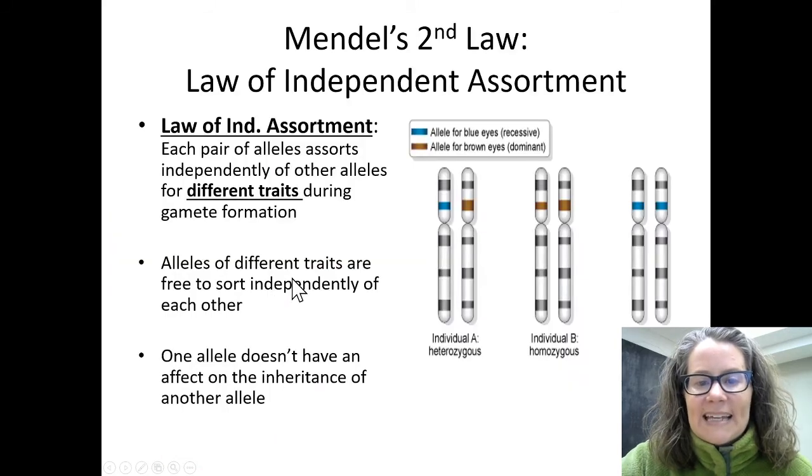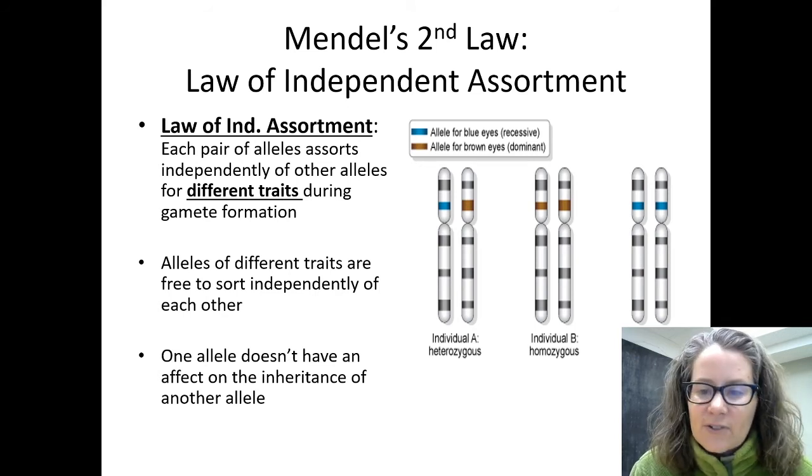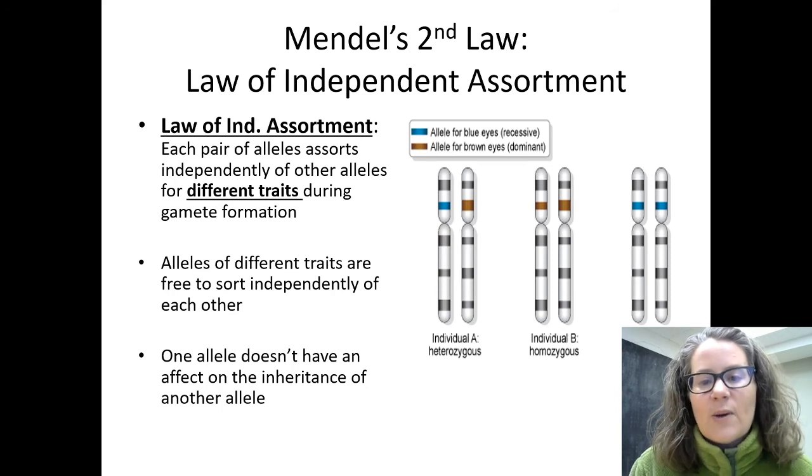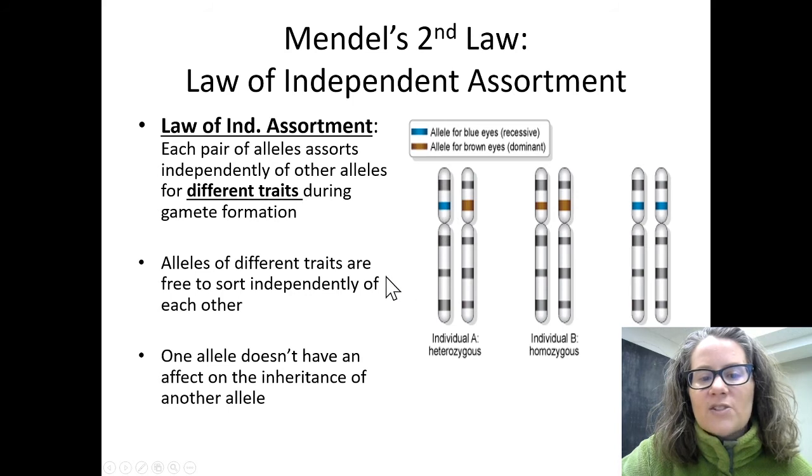Now, his second law is known as the law of independent assortment. And this law says that pairs of alleles assort independent of other alleles for different traits as well in gamete formation. This means that if you had something like hair color, let's pretend some of these genes over here are hair color and some are eye color, that hair color and eye color would assort independent of each other when we form sperm and eggs.